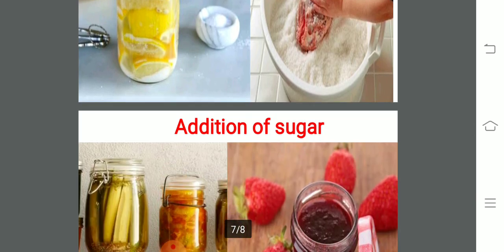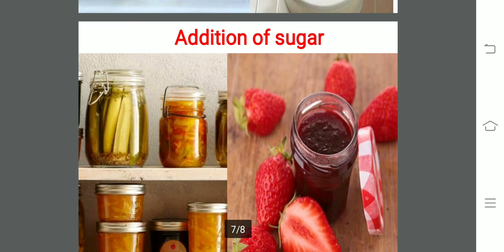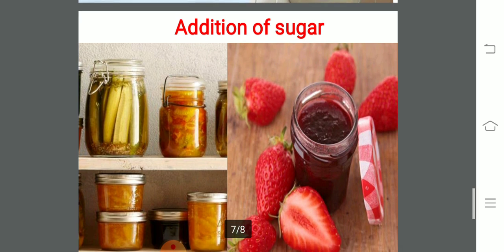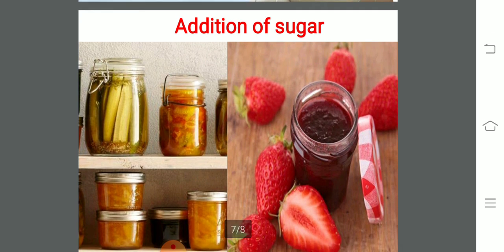The next one is what? Addition of sugar. Sugar is used in syrup form to preserve fruits, or in crystallized form, where the material to be preserved is cooked in sugar till crystallization takes place, like candied peel and ginger. Here the strawberry jam is shown. Sugar is also used with alcohol to preserve luxury food like fruit in brandy.